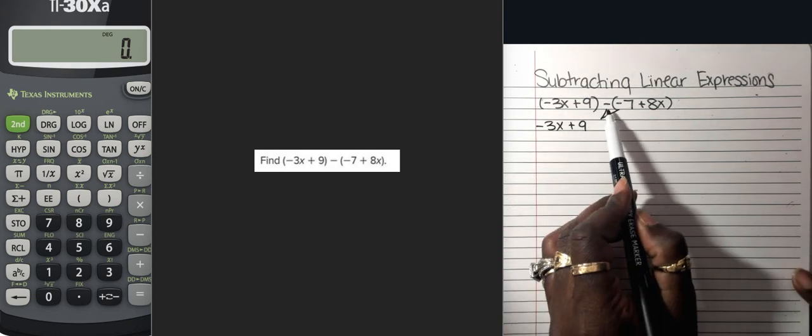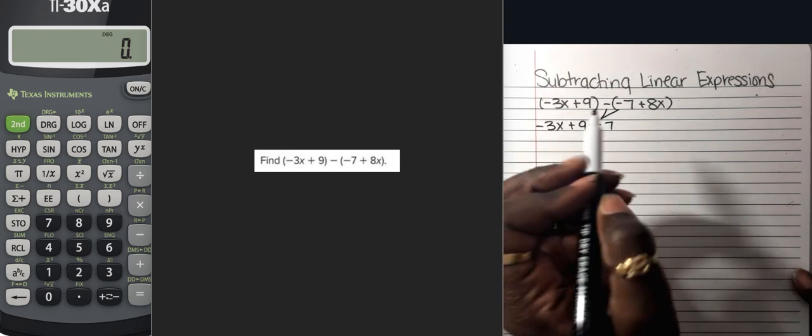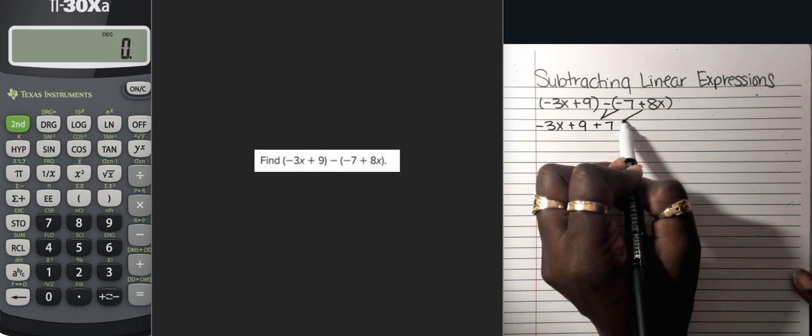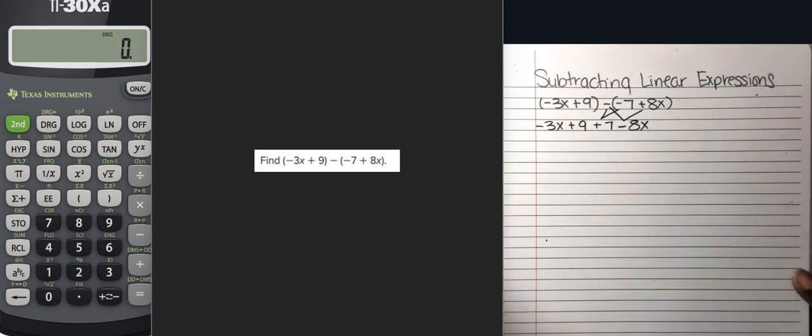Okay, we have a negative times a negative. That's going to become a positive, and then that's a 7. And then here we have a positive and a negative. That becomes a negative, and then we'll put 8x here. Okay, so we've taken those outside of the parentheses.